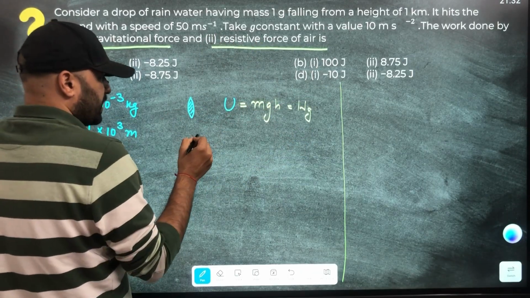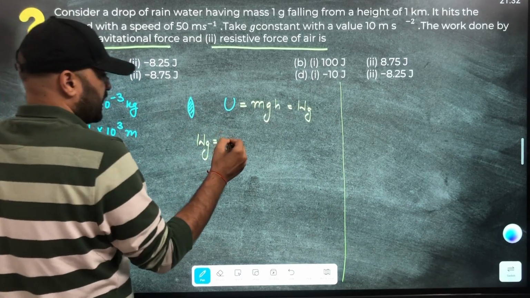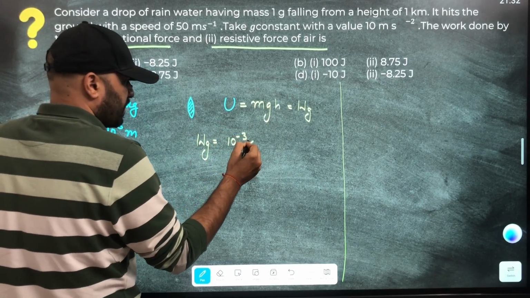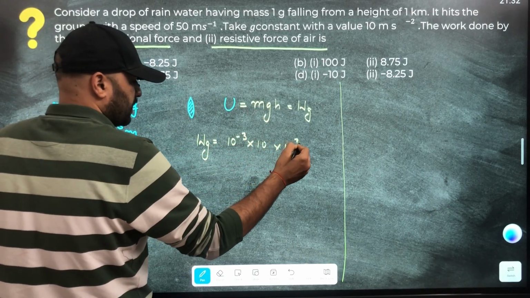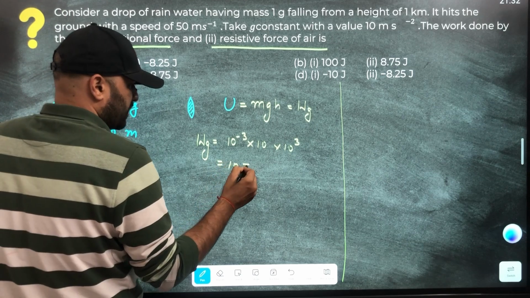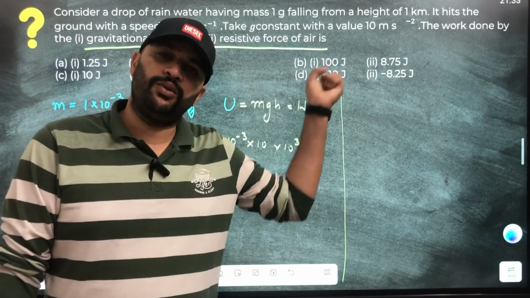So here, work done by gravity will be equal to mgh. What is the mass of the drop? Sir, 10 to the power minus 3. What's the acceleration due to gravity? Sir, 10. And what's the height from which it is falling down? It's 10 to the power 3. So this will be 10 joules, right? 10 to the power minus 3 plus 3 cancels out and only 10 joules is left. This is the work done by gravity to get it down.